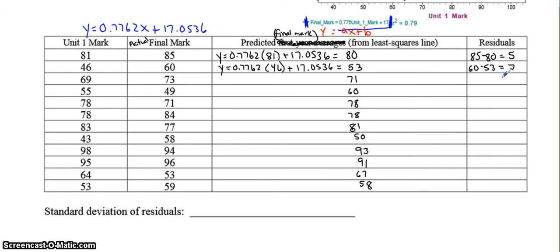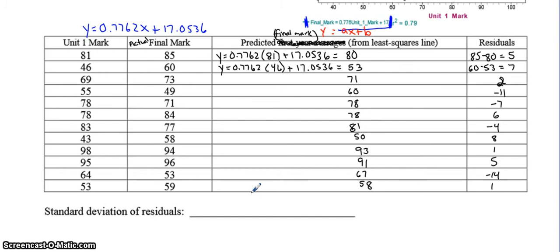And then the residuals would have been 2, negative 11, negative 7, 6, negative 4, 8, 1, 5, negative 14, and 1. So that's how you determine the residuals. You use the line of best fit to determine the predicted y value, and you subtract those from the actual y values.